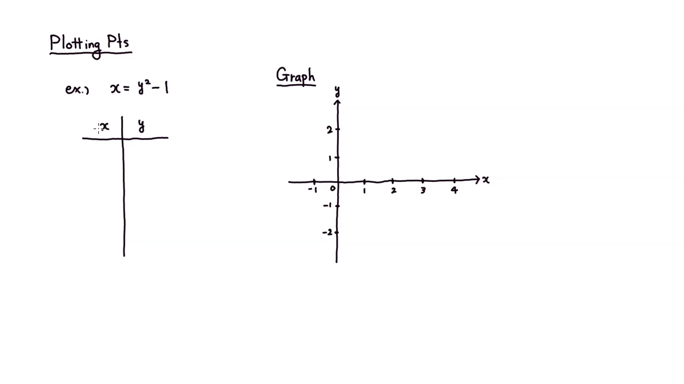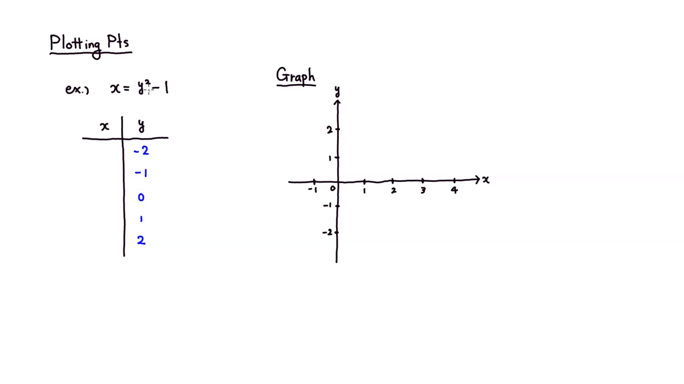So I'm going to try some small numbers: -2, -1, and 0, 1, and 2, right? So 5 numbers will be sufficient. All right, so let's find the corresponding x values. All you have to do is plug in, since there's a formula here.